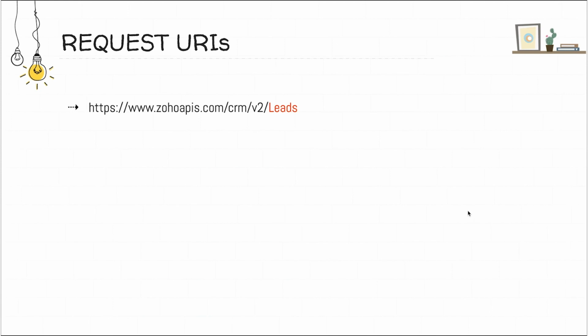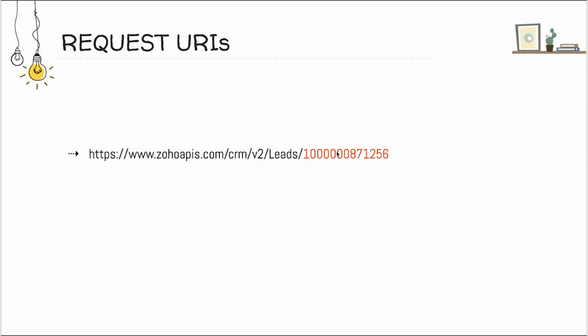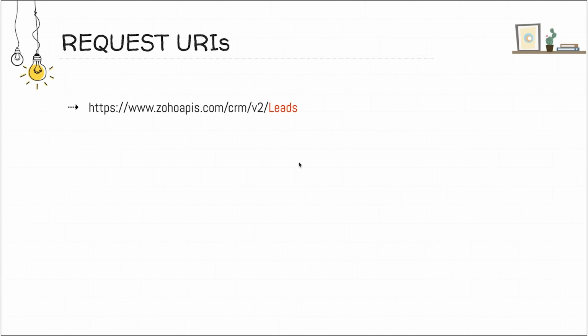In case you want to input a record into CRM, you should use only this URL, crm/v2/leads, because a unique ID for a lead, a record, will get created only after you create it. So you shouldn't use this URL in which you give an ID yourself. That would not work. For a get method, this URL would be fine, but for a post method in which you have to create a record, you should use only this URL.